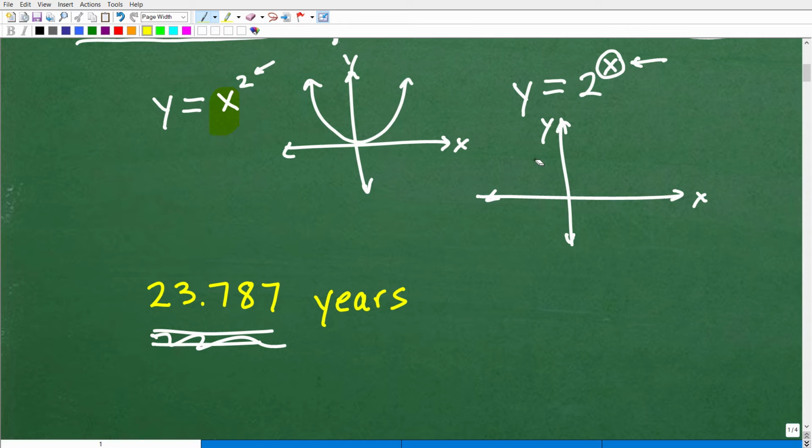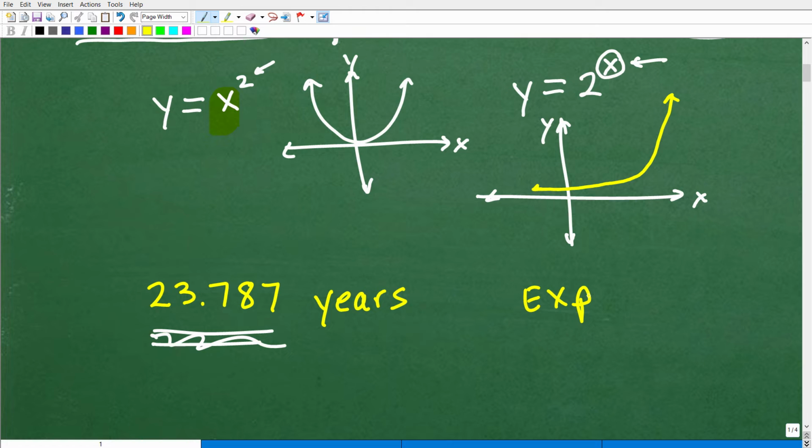And you probably have heard about this. If you invest your money, it will grow very slowly and slowly, then eventually it will really take off. And that's what an exponential growth function's graph looks like. So this is what we're dealing with in this particular problem. Again, we are talking about exponential functions.